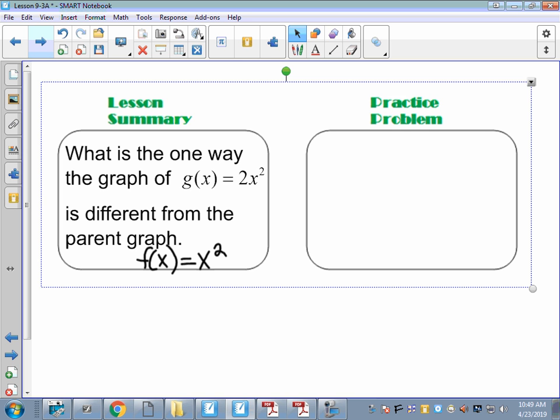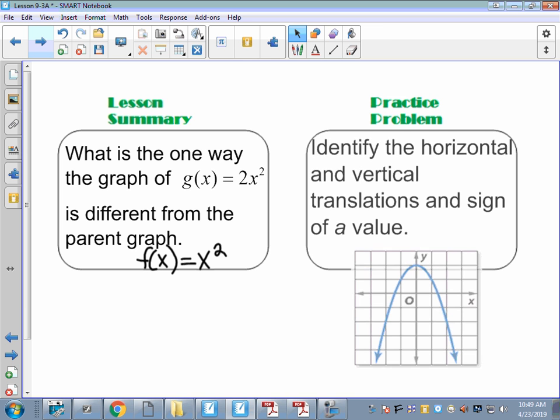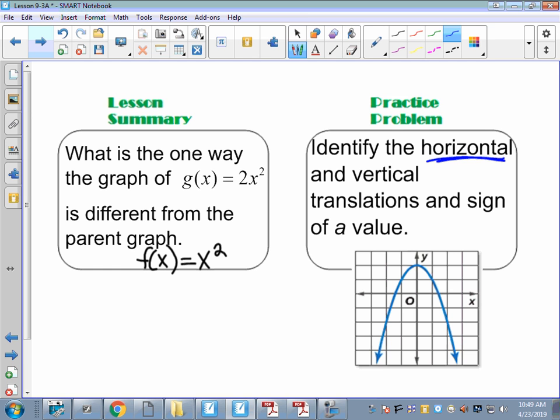And then your practice problem here says, identify the horizontal and vertical translations and sign of the a value here. So you've got 3 different problems. Horizontal, what happened here? Where did it shift? Did it shift vertical? And then what is your a value based on what we see here as well? Or they just want the sign of the a value.